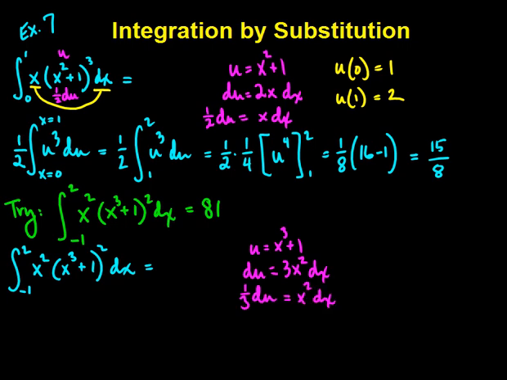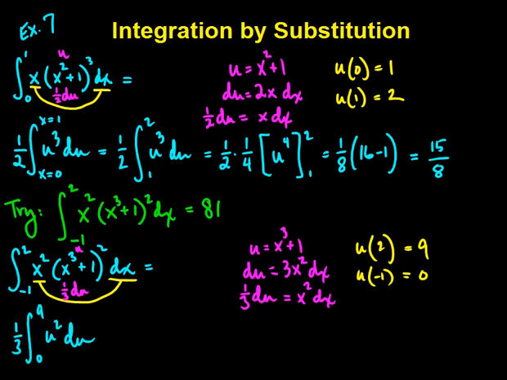Divided by 3, we can isolate the x squared dx. So the x squared dx is 1/3 du. The x cubed plus 1 is u. When x is 2, u would be 9. When x is -1, u would be 0. And so we get 1/3 integral from 0 to 9 of u squared du.